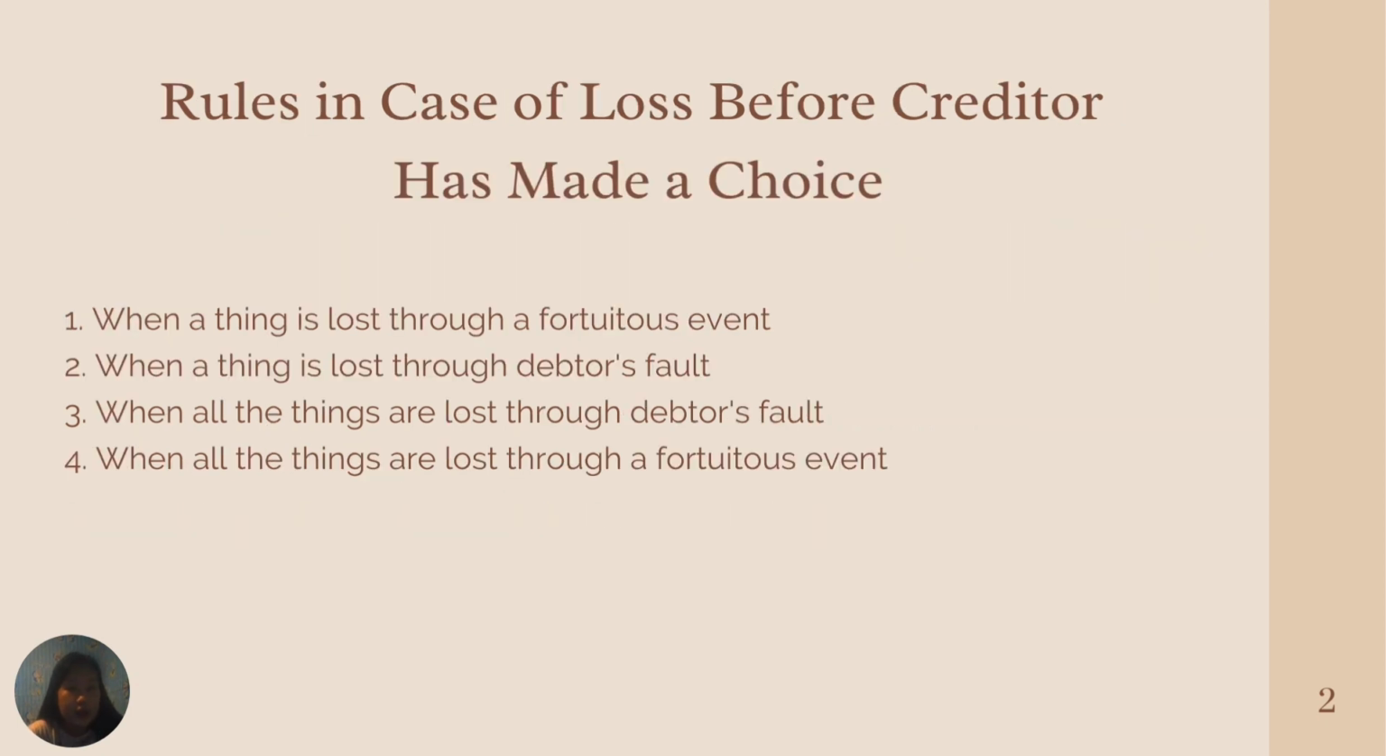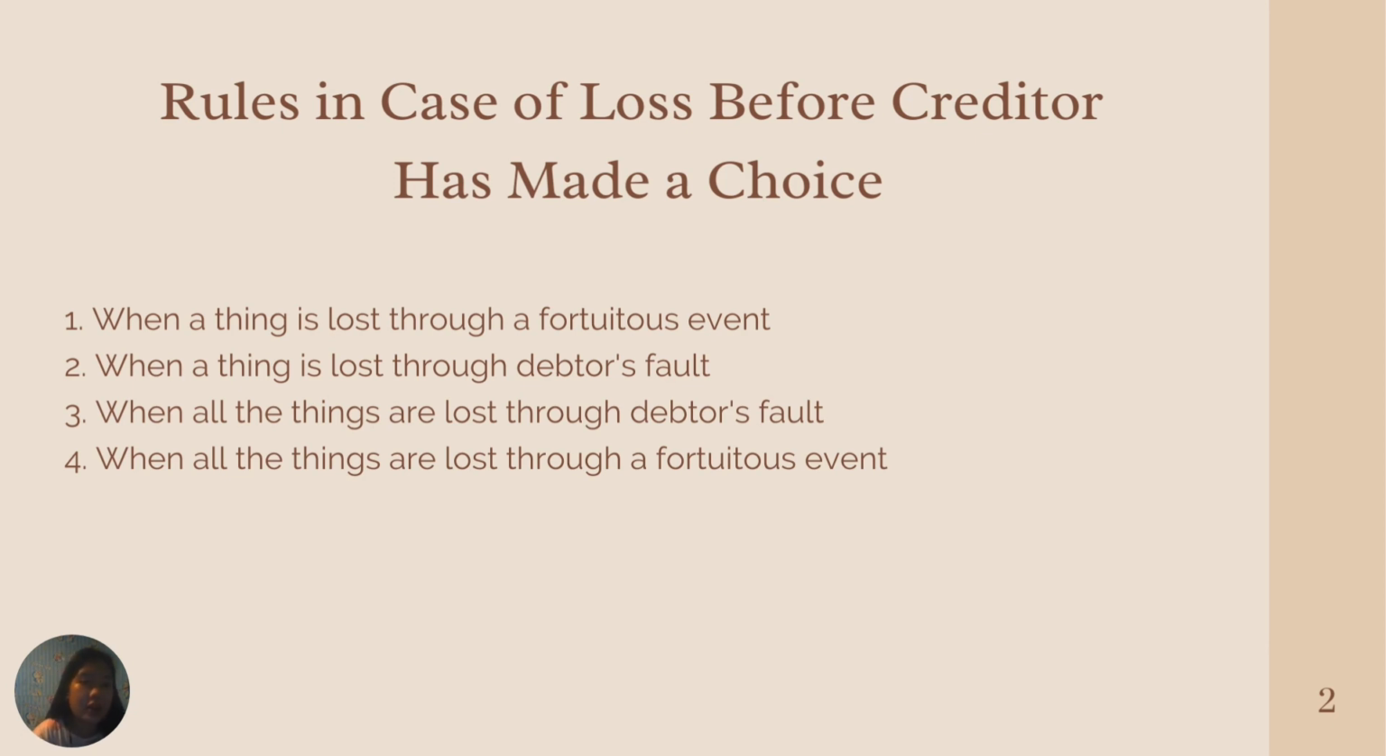Okay? Now let's tackle the rules in case of loss before the creditor has made a choice. So here is the first rule. When a thing is lost through a fortuitous event, for example, Mara obliged himself to deliver to Clara item 1 or item 2 or item 3 or item 4. If item 1 is lost through a fortuitous event, Clara can choose from among the remainder, or that which remains if 3 of the items are lost.